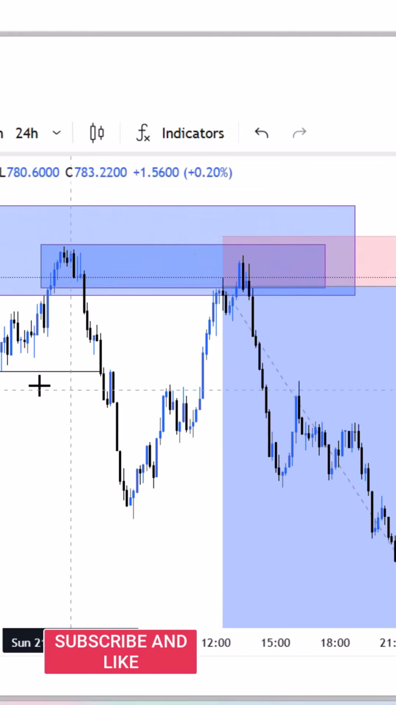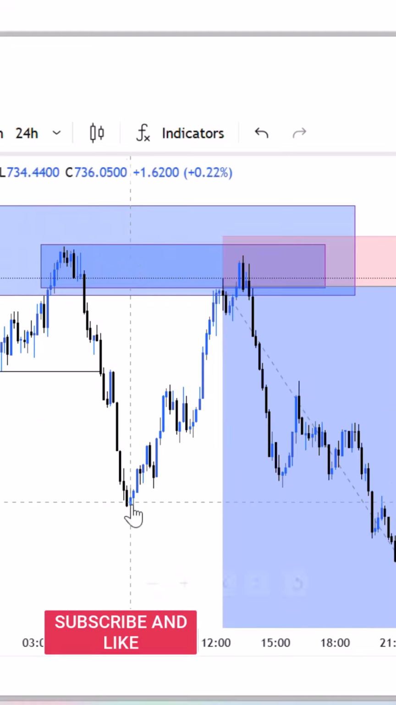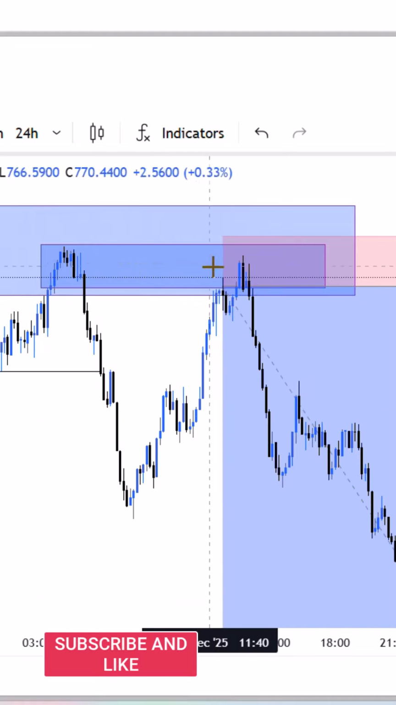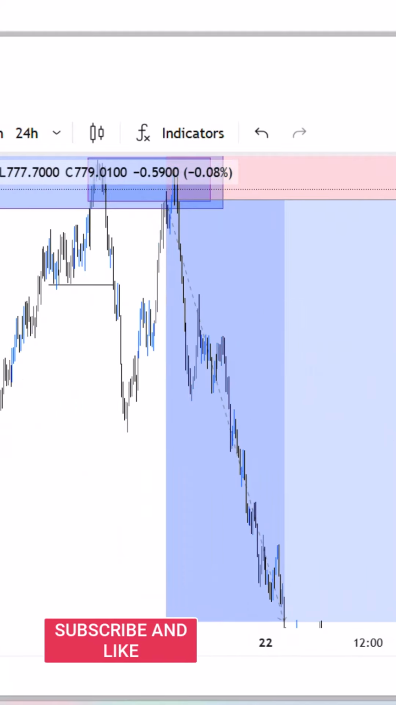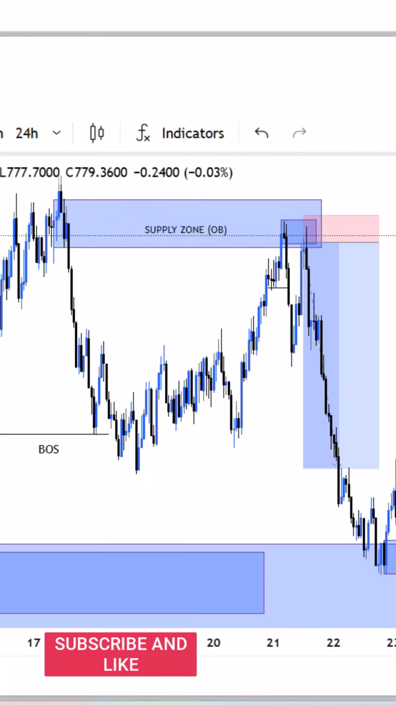Price after tapping broke structure. After the break of structure, we waited for price to tap back into our zone. This was where we took our sell from. Our stop loss was above that zone. Price tapped, and then it sold off. That's how we got our entry.